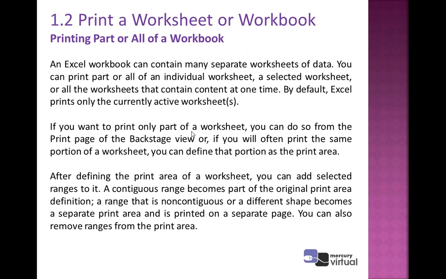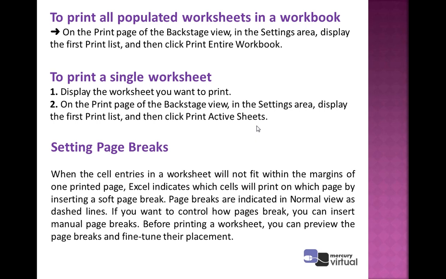These are also contents available for movement. Then 1.2 is printing a worksheet or workbook, that is, how to print a worksheet or the workbook. The first topic is printing part or all of a workbook, that is, we can print either some part or the entire workbook that contains multiple worksheets. An Excel workbook can contain many separate worksheets of data. You can print part or all of an individual worksheet, a selected worksheet, or all the worksheets that contain content at one time. That means we can take the printout of the entire workbook or some selected worksheets.